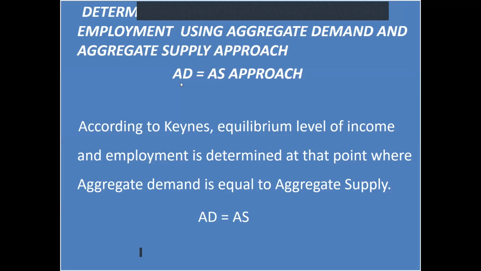Okay. So the first approach, which is the AD and AS approach, was given by Professor Keynes. Whenever you are writing this answer, this is generally a 4 or 6 mark question only, never a shorter answer. So you need to write the opening statement, which is: according to the Keynesian theory of equilibrium in income and employment, we believe that equilibrium can only be set up when AD is equal to AS. I repeat, AD is equal to AS.